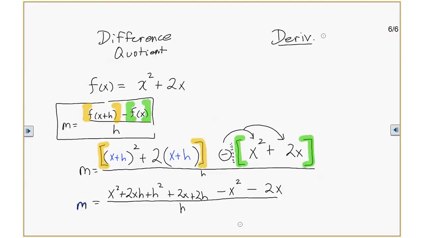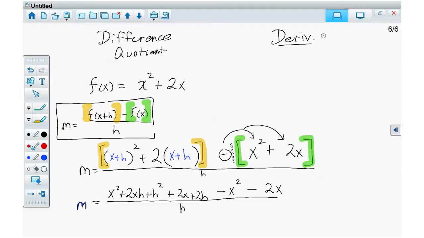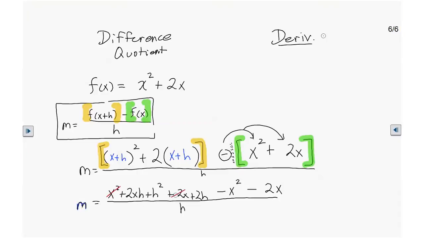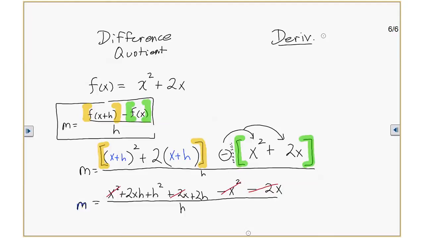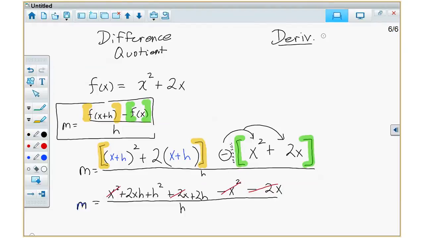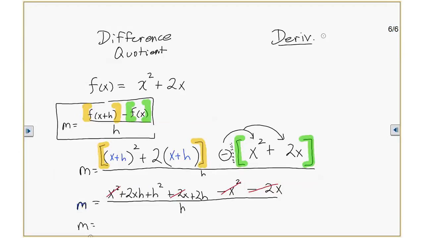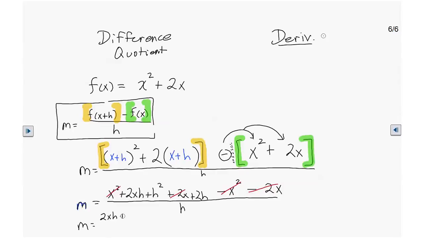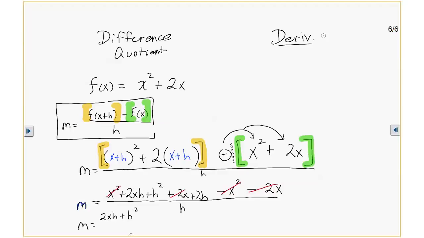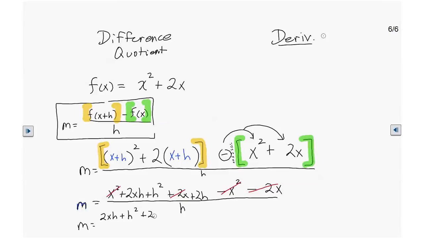And what's going to happen to all your x terms? They should cancel out. That's what's supposed to happen. And all that's left is your h terms. So, m is equal to 2xh plus h squared plus 2h over h.